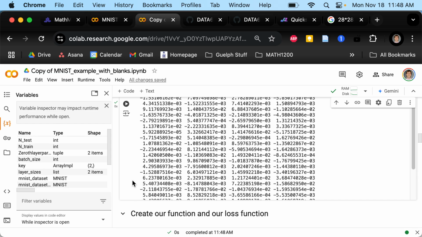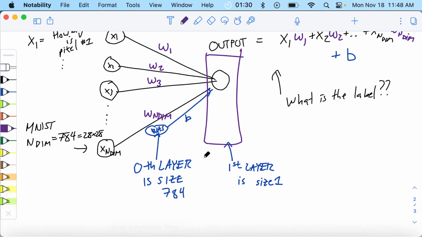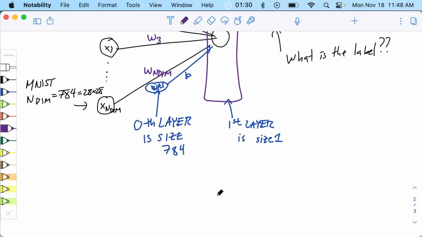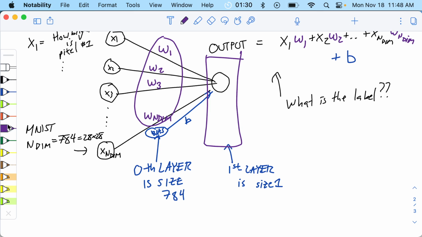What are these 0th layer params? They are literally these 2 things that I talked about. So the 0th layer params, it is 2 things. It's got all the weights. That's the first thing in it. And it's got this bias. So the 0th layer is size 784 plus the bias. So it's got 2 things in it.